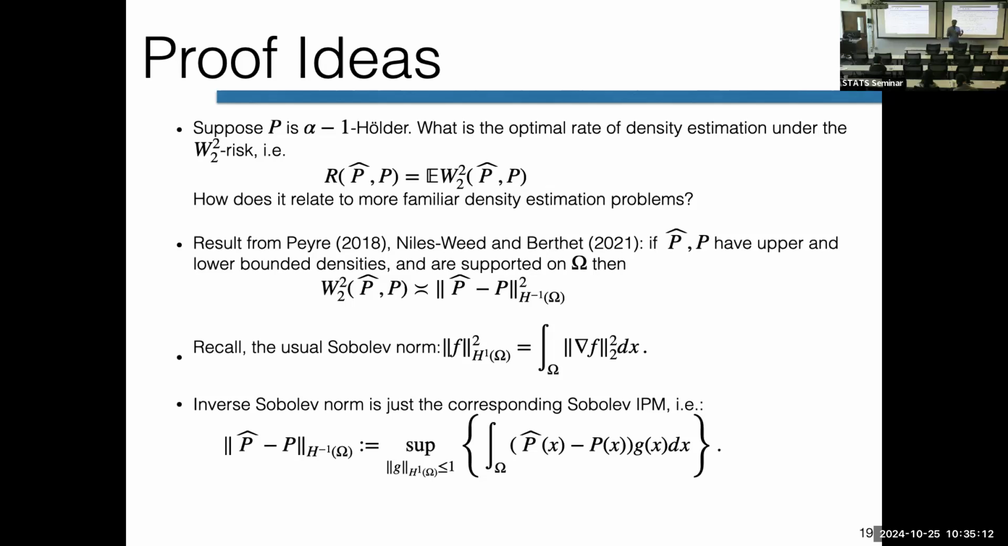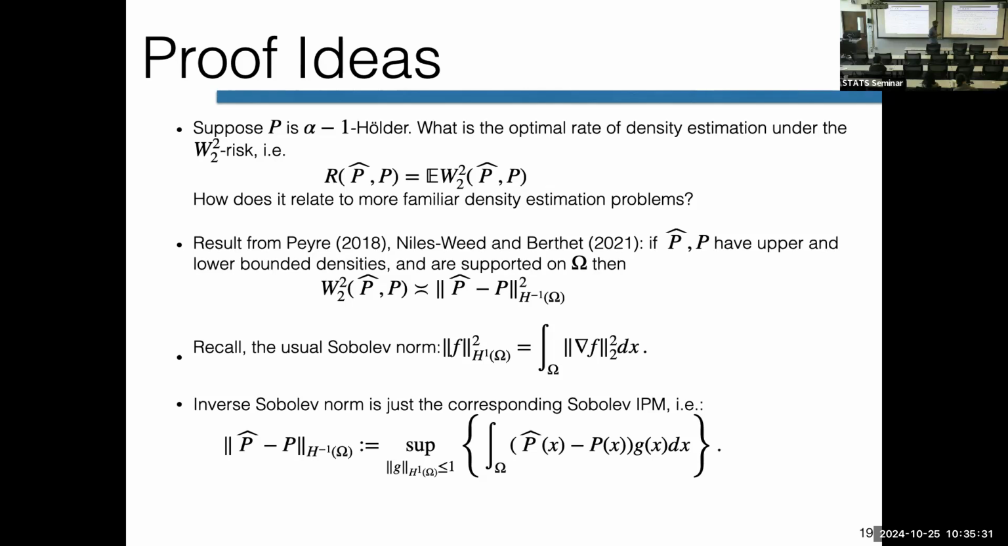It's now an integral probability metric. So what does that mean? I'm going to look at the distance as measured according to a whole bunch of test functions, and those test functions are all the Sobolev functions. So you take all these smooth functions and you say, okay, according to them, how far are p hat and p? So it's an integral probability metric.